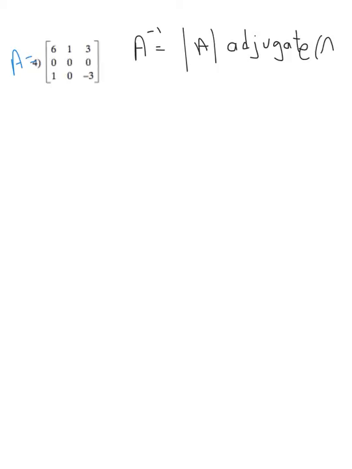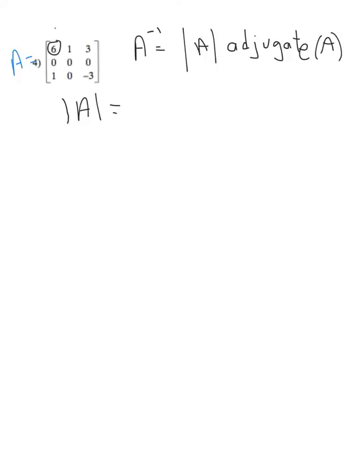Of A. Okay, so on the smaller ones it was easy. We just switched around A and D, and then we negated those two. But it's more difficult when you have a 3 by 3, and I'll show you what the adjugate is here after we find the inverse. So first things first, let's find the determinant of A. We're going to take this number.